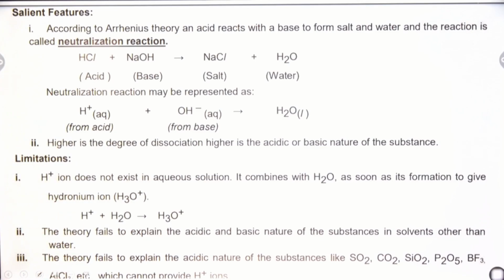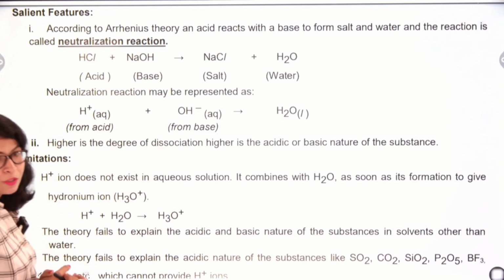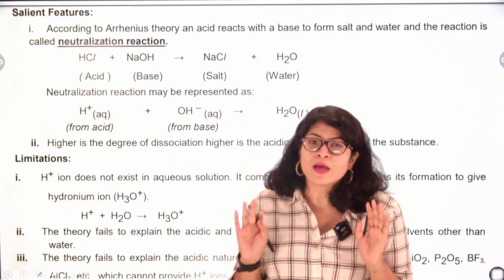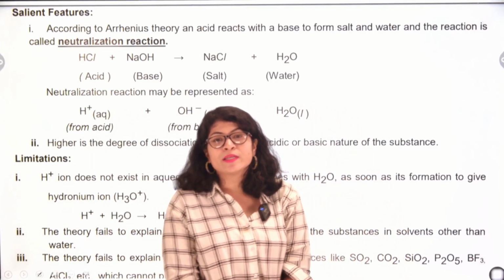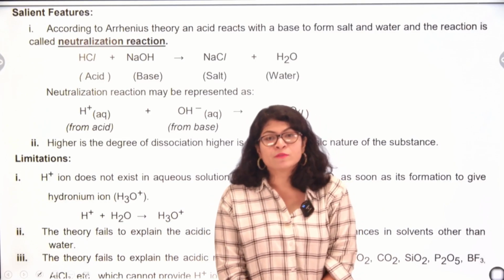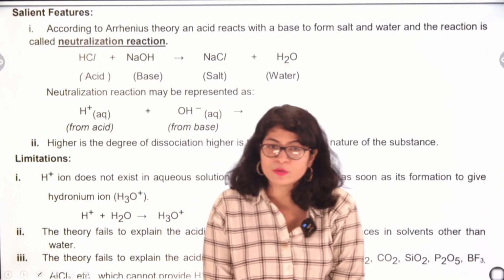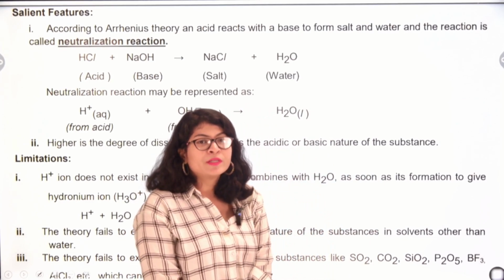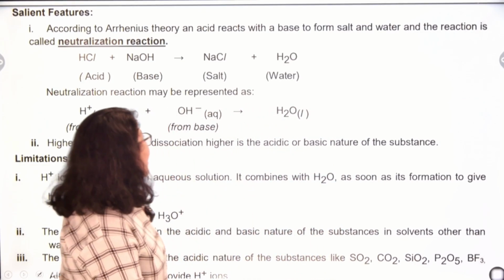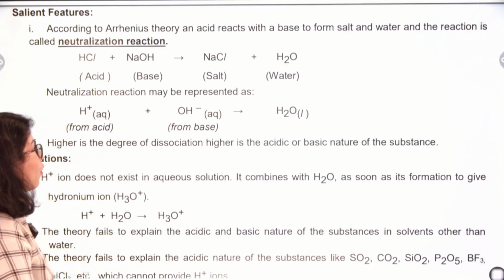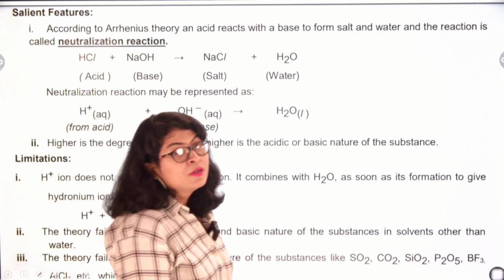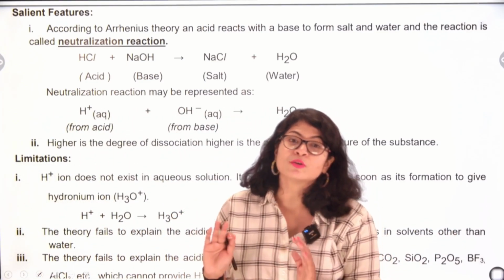Now, if I take the salient features of Arrhenius theory, the theory was simply a statement given by Arrhenius that acids release H+ in aqueous solution, base releases OH- in aqueous solution. Now let us see what are the features of this reaction. So the first one is, according to Arrhenius theory, an acid reacts with a base to form salt and water, and that reaction is called neutralization, which you have been studying since your school, right?